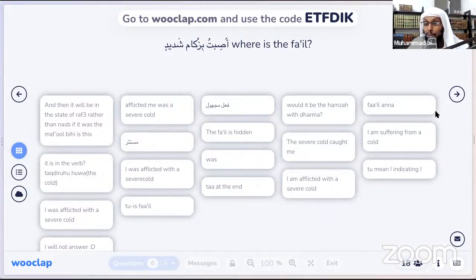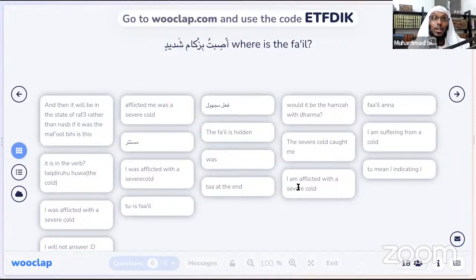Ustad, can you repeat the other name for المبني للمجهول you said in the beginning? المبني للمجهول is also called المبني لما لم يسمى فاعله. Now what's the difference between them? It's very technical. مبني للمجهول means it is built on the circumstance of the fa'il being unknown.